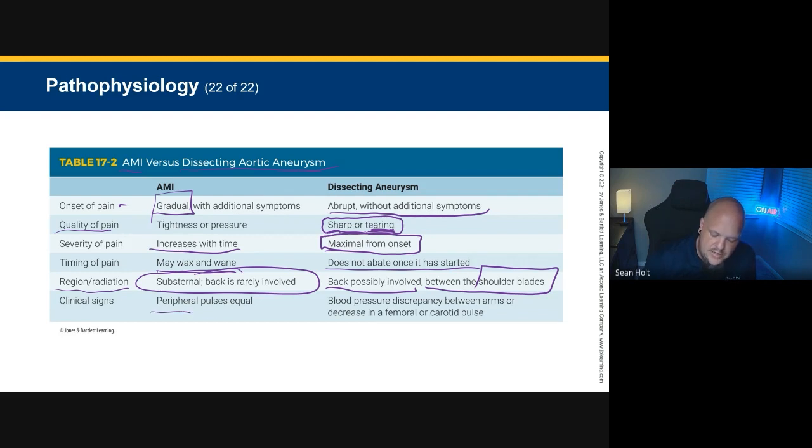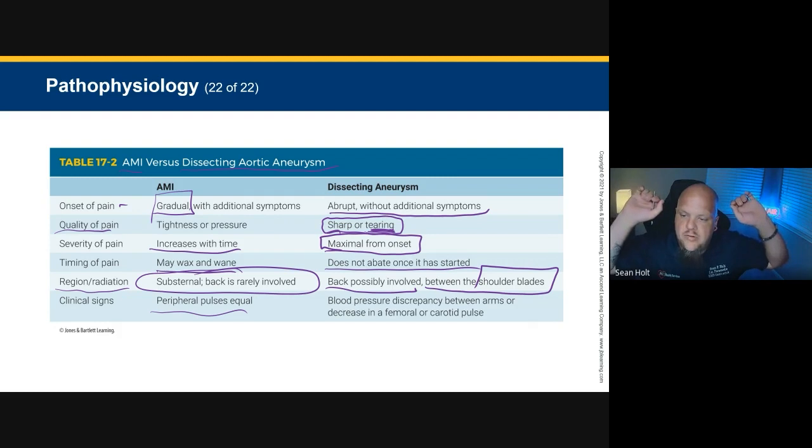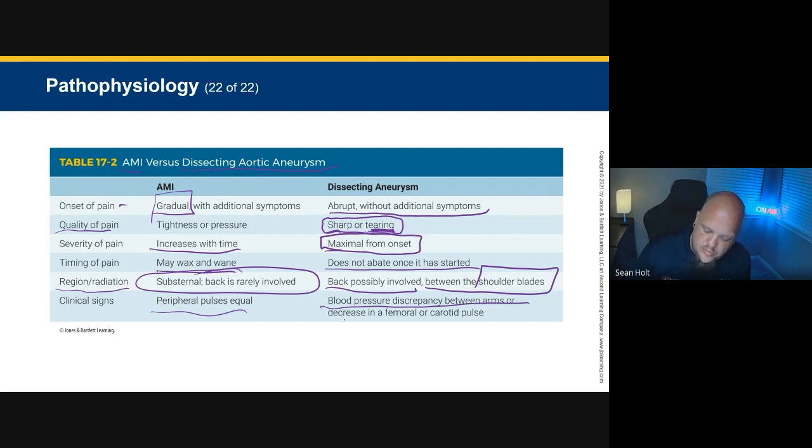Clinical signs, equal peripheral pulses. That means we compare radial pulses on both the left and the right, and they feel about the same. Whereas blood pressure discrepancies between the arms or a decrease in a femoral or carotid pulse, probably a dissecting aneurysm, okay? Now, which one's more common?